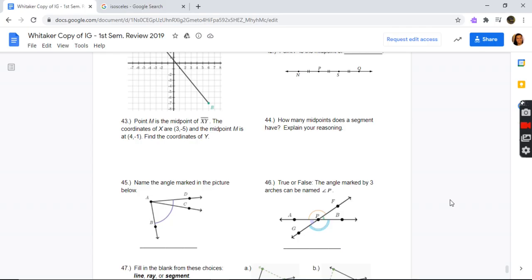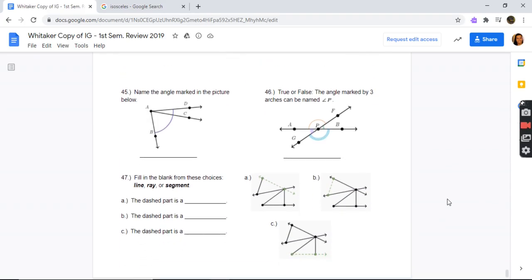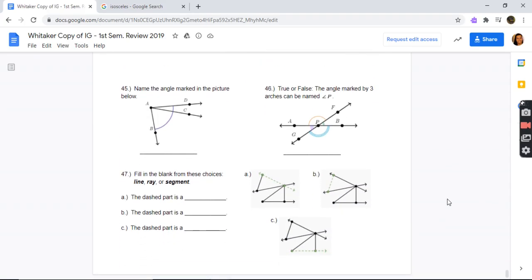True or false? The angle marked by 3 arches can be less than P. Is it true or false? Fill in the blank for these choices: line, ray, or segment. The dashed part is a blank.